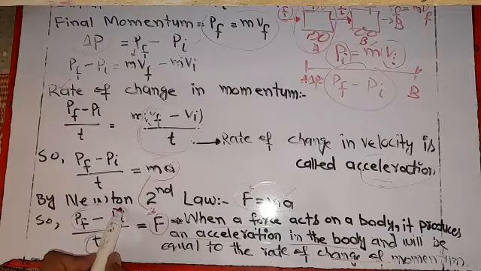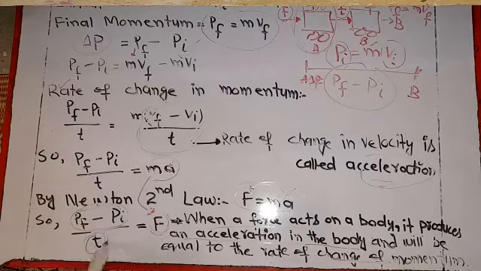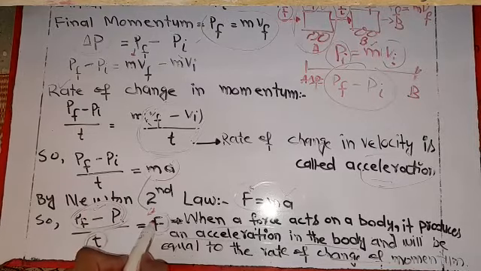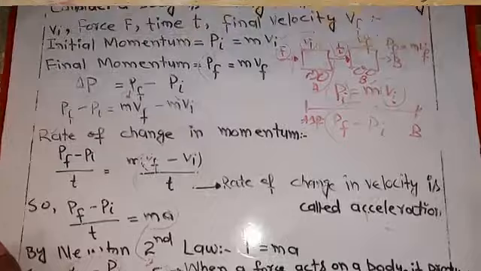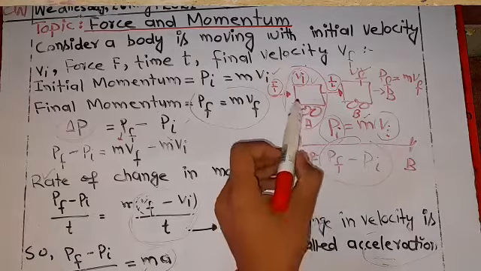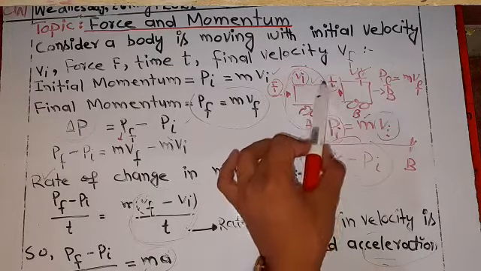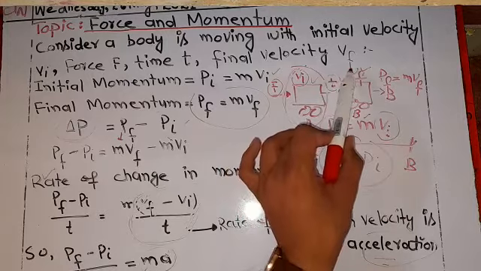I am repeating this. When a force is applied on a body, it will produce acceleration in the direction of that force, and that force will be equal to the rate of change in momentum. This is the relation between force and momentum. In summary, when a body is moving with initial velocity vi, after applying force it produces acceleration in the direction of force. After time t, its velocity becomes vf.